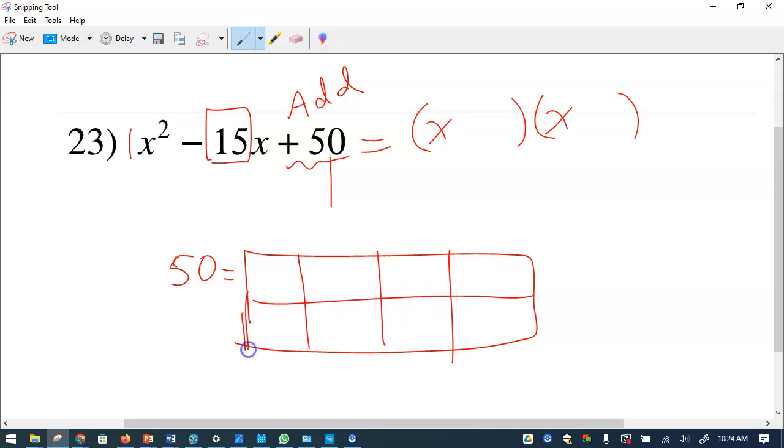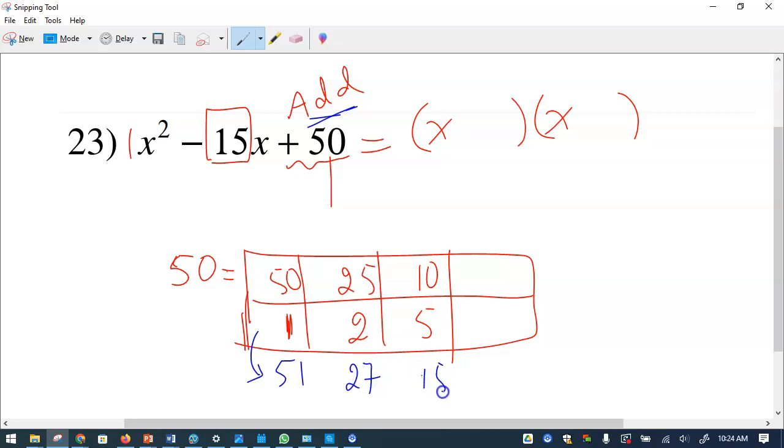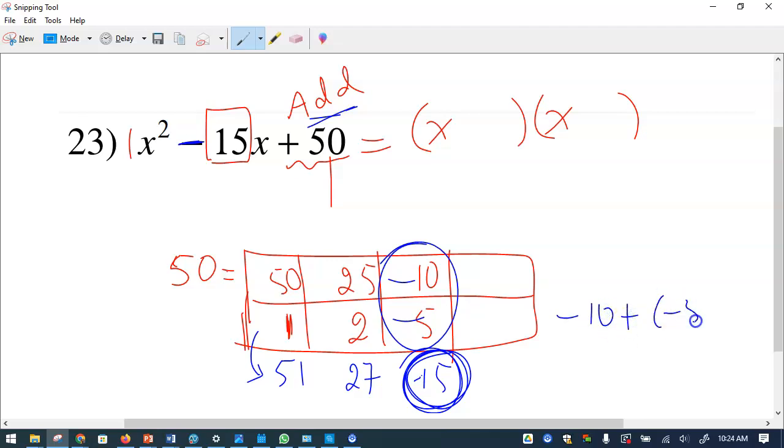So okay, you can start with 1 times 50 is 50, or 2 times 25 is 50, and another one you can think of is 5 times 10 is 50. These are the only options, and then you can see which among these add up to 15. If I want to add, this will be 51, this will be 27, this will be 15. So this is the right choice. But the thing is, there's a minus 15, right? So both should be minus so that you get minus 15. So minus 10 plus minus 5 together is minus 15. And that's why we use minus 10 and minus 5.